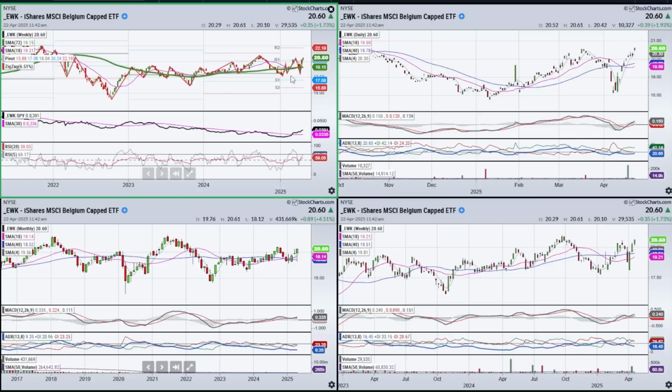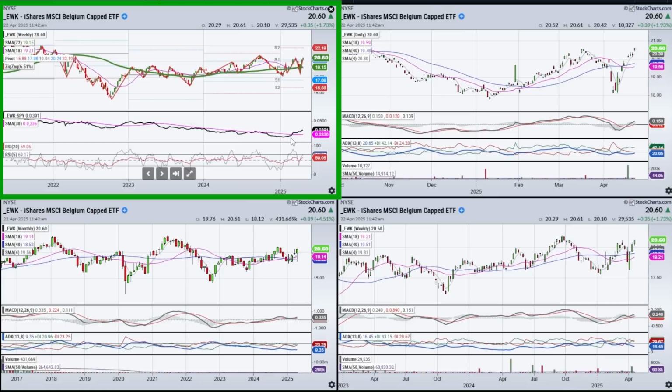This one's a little bit different. It's a little on the early side, but we're still seeing the improvement on the relative strength line.